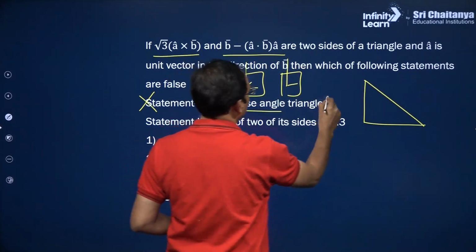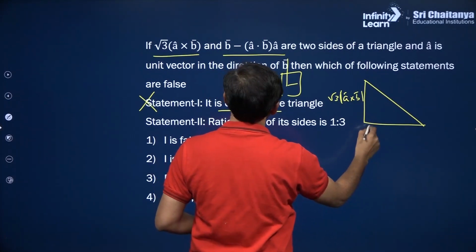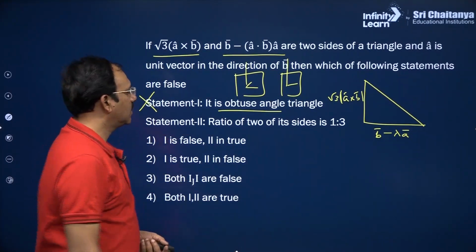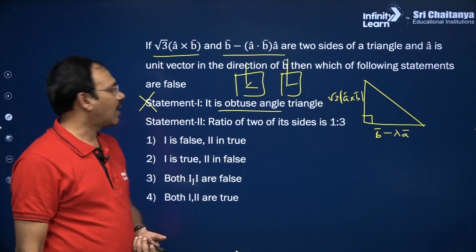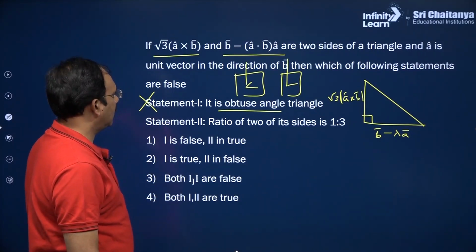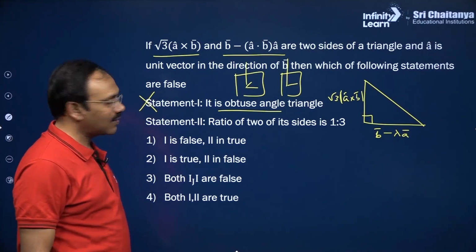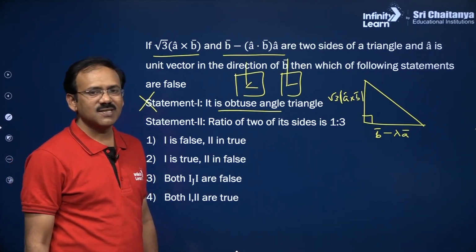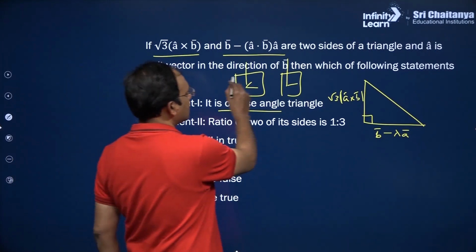So, one side is going to be root 3 into of course a cross b, other side is going to be b bar minus lambda a bar, where lambda is a dot b, my dear friends. So, this is 90 degrees undoubtedly. Then the ratio of the other two sides he is asking, and he has given a bar is a unit vector in the direction of b bar, he said, but it cannot be in the direction of b bar. If a bar is in the direction of b bar, a cross b will become 0 bar, right. So, it is not possible because they are in the same direction, sin 0 is 0. So, some data error is here.